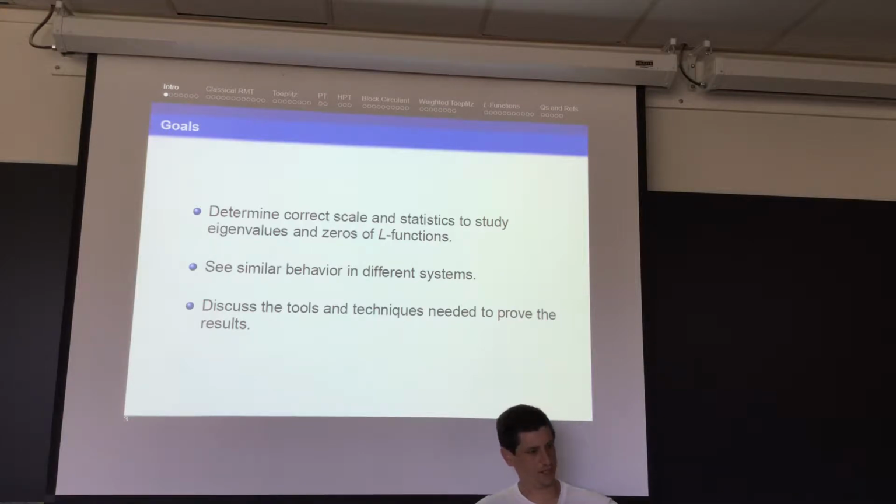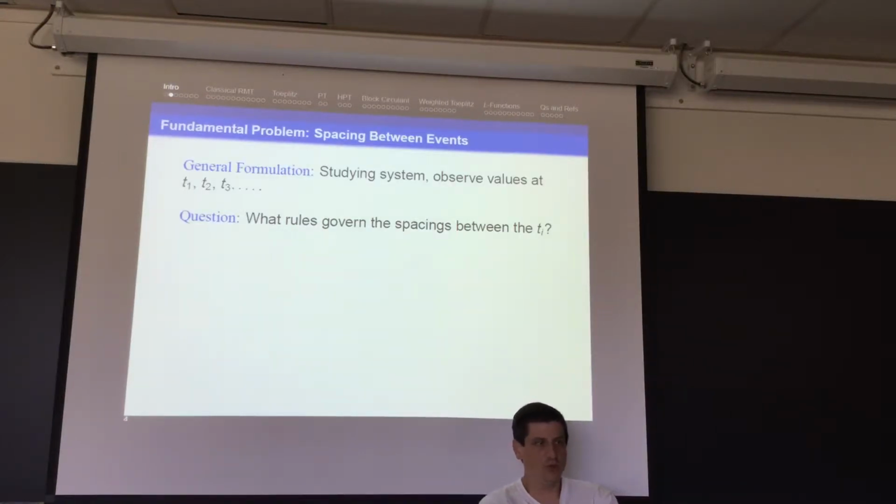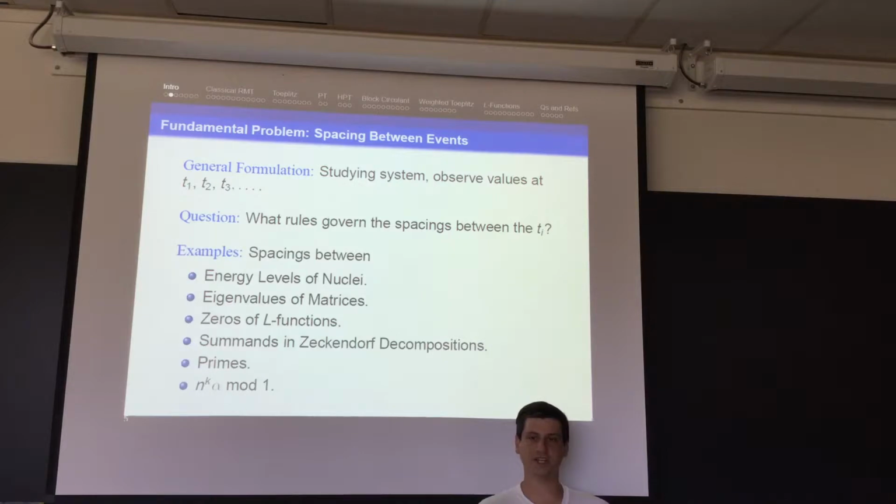So let's look at a couple of things. A huge amount of my research can be formulated as the following. I have some system and I observe events, T1, T2, T3, and I want to know what rules govern the spacing between these events. So depending on who you are, you might study different things. If you're a nuclear physicist, you'll look at energy levels of heavy nuclei. You could look at eigenvalues of matrices, zeros of L functions, summands and Zeckendorf decompositions. How long do you have to wait for the next summand? Lots of other things you can wait.